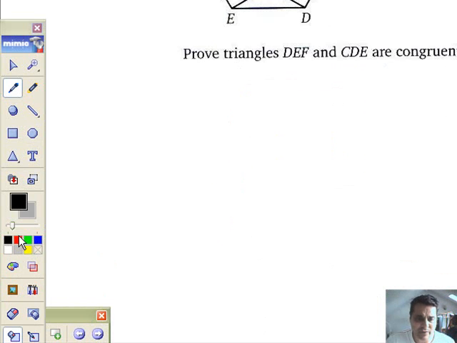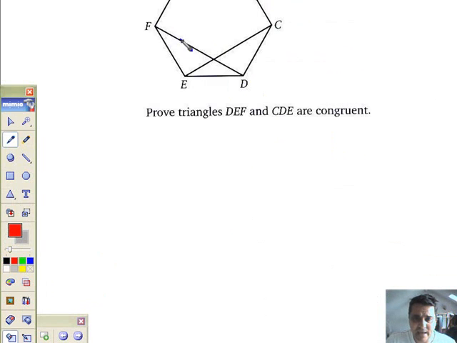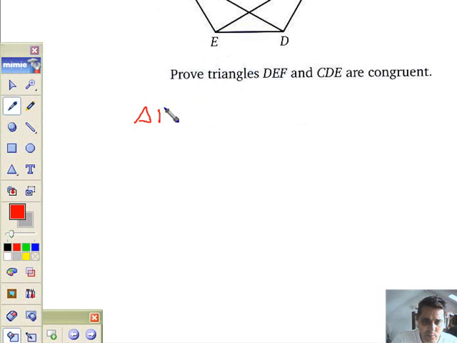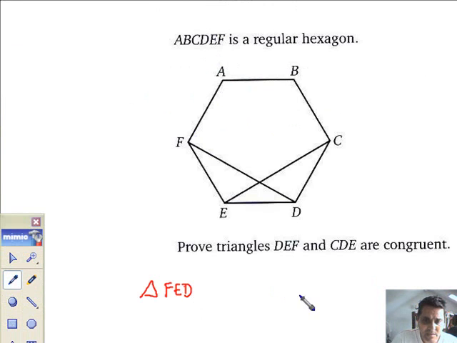Next one's going to be a little bit more tricky, I assume. Right, ABCDEF is a regular hexagon. That's good, if it wasn't, we were stuck. Prove that these two triangles, DEF, that one, and CDE, that one, are identical, i.e. congruent. Okay, let's try and do this then. Well, what have we got? I'm looking at triangle FED. I'm going to look at triangle CED.